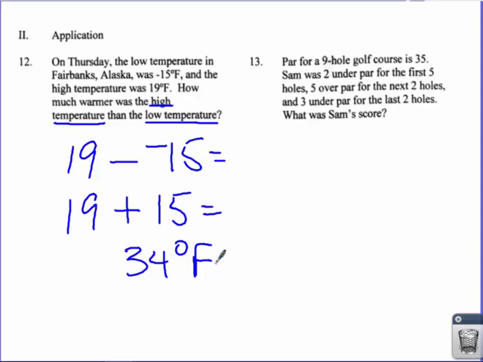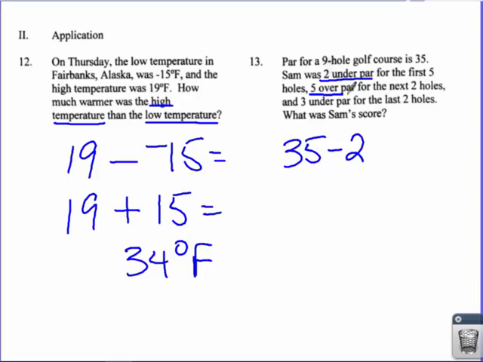Okay, number 13, this one's a golf problem. Some of you may not understand golf too much, so I'm going to explain it. Par for a 9-hole golf course is 35. That's our starting number, 35. It says Sam was 2 under par for the first 5 holes. 2 under par means that we're going to subtract 2.